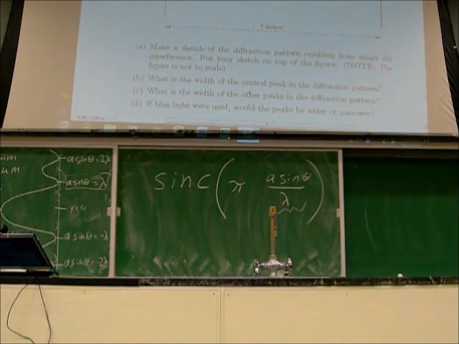So, what is the width of the central peak? 4.2 centimeters. What's the width of the other peaks? 2.1 centimeters, because the central peak is double wide. And if blue light were used, would the pattern be narrower or wider?